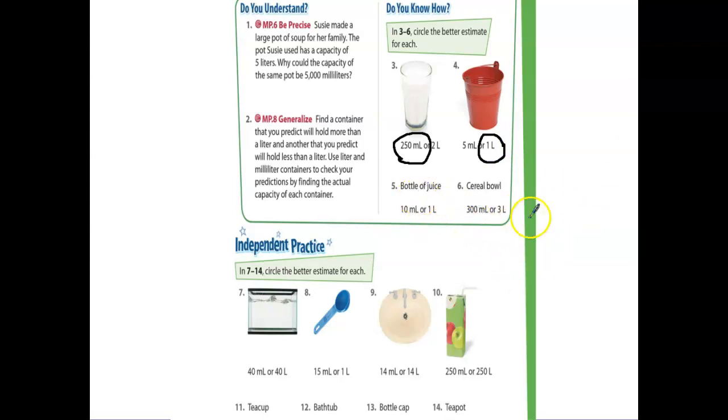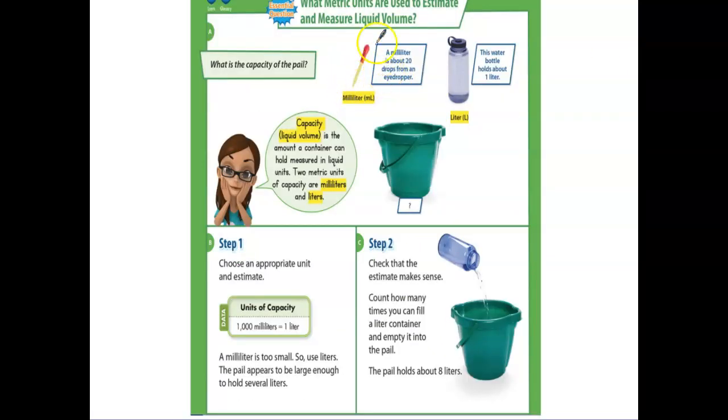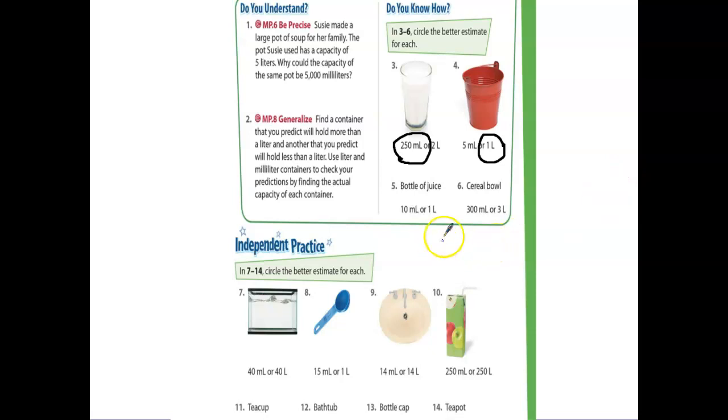A bottle of juice. So if I had a bottle of juice, let's think about 10 milliliters and 1 liter. So let's look back, so 10 milliliters would be about 10 times 20 is 200, so 200 drops, or would it be more like a liter? So if we were to measure a bottle of juice, it's probably more like a liter. 10 milliliters would not be enough to fill a bottle.